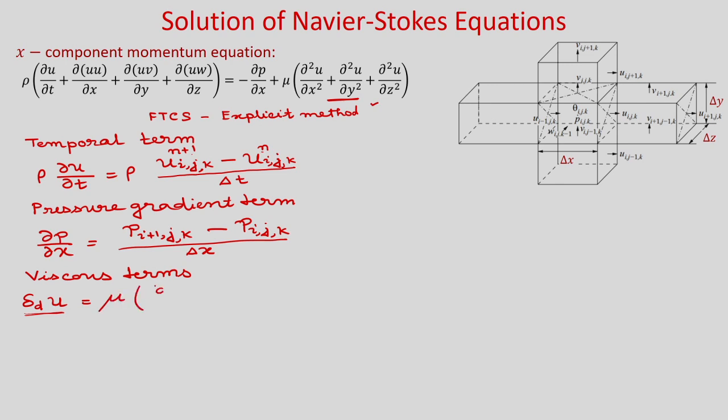So, this is your mu (del 2 u by del x square plus del 2 u by del y square plus del 2 u by del z square). So, you can see this is the second derivative of u with respect to x, y and z. So, you know the central difference scheme. This is second order accurate. So, we can use the second order central difference approximation for this second derivative.